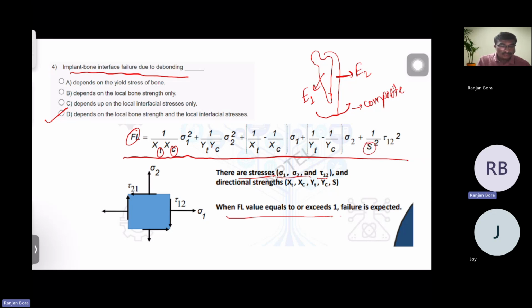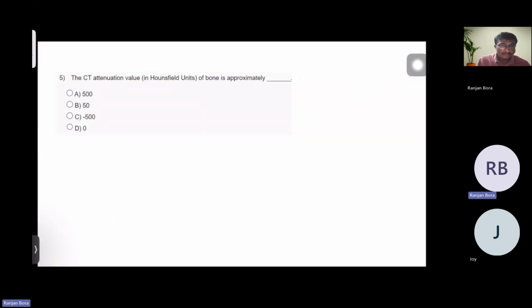Okay. Next question is: the CT attenuation value of bone is approximately what? What is the answer?